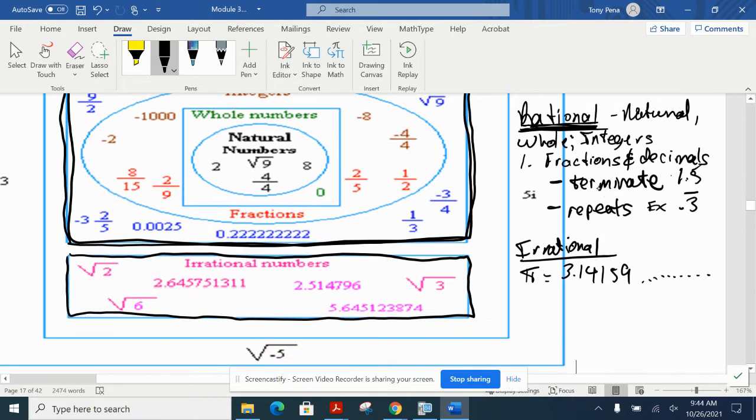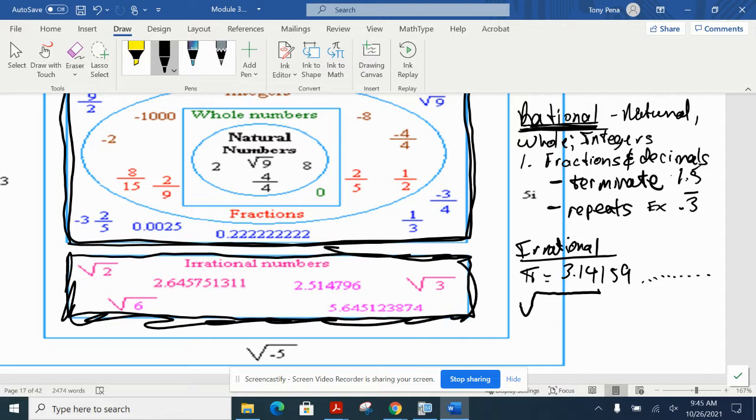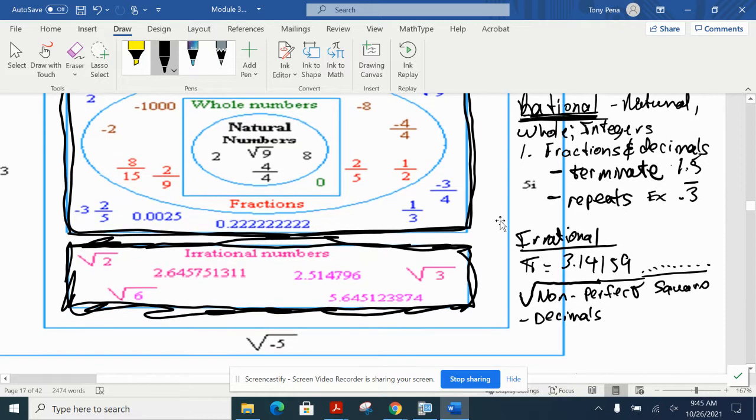Irrational numbers for us, so what I want you to put is when we take the square root. So notice this box here, right, where it has the irrational numbers. Notice all those square roots here. These are when we take the square root of a non-perfect square. Because when we do that, I probably should have written this first, so sorry. These are also going to be decimals, but whereas rational numbers either terminate or repeat, irrational numbers do not terminate.